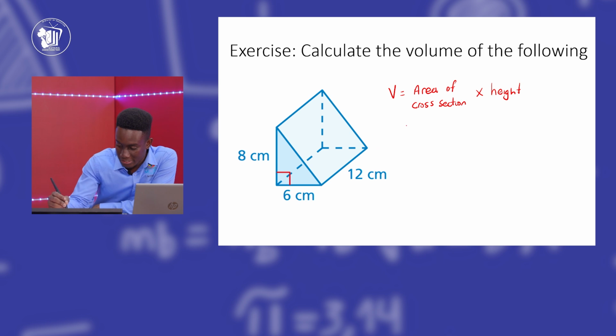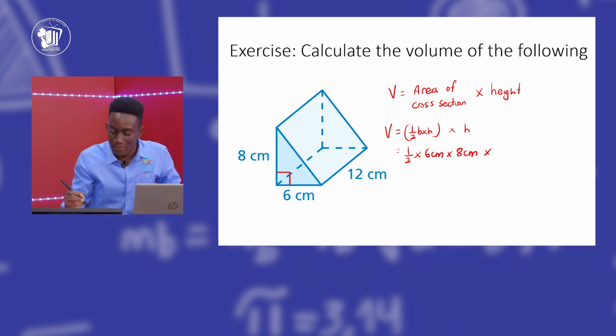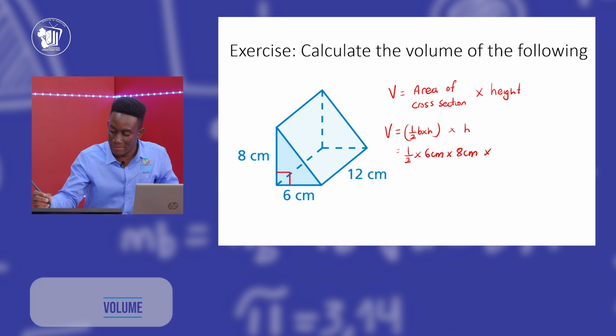So let's find the area of the cross section. In this case, the area of the cross section would be the area of this triangle. So the volume in this case would be half base times height multiplied by the height of the entire shape. So this would be half multiplied by base, which is 6 cm, multiplied by height, which is 8 cm, multiplied by the height of the entire shape. In this case, we were looking at the height of the triangle. That is where we got the 8, but the height of this entire shape would be 12 cm.